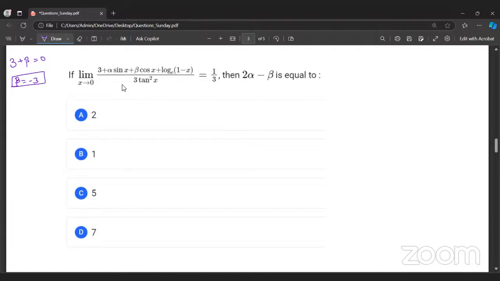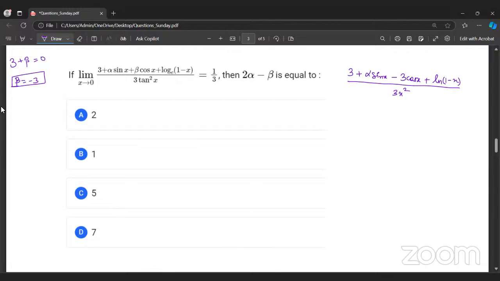So I just substitute it over here. So I get 3 plus alpha sin x minus 3 cos x plus ln of 1 minus x, whole divided by 3 times x, so again x is occupying the whole numerator. So I directly write it as 3x square. So it is really simple now. It is 0 by 0 form. So do you think we should go for differentiation?